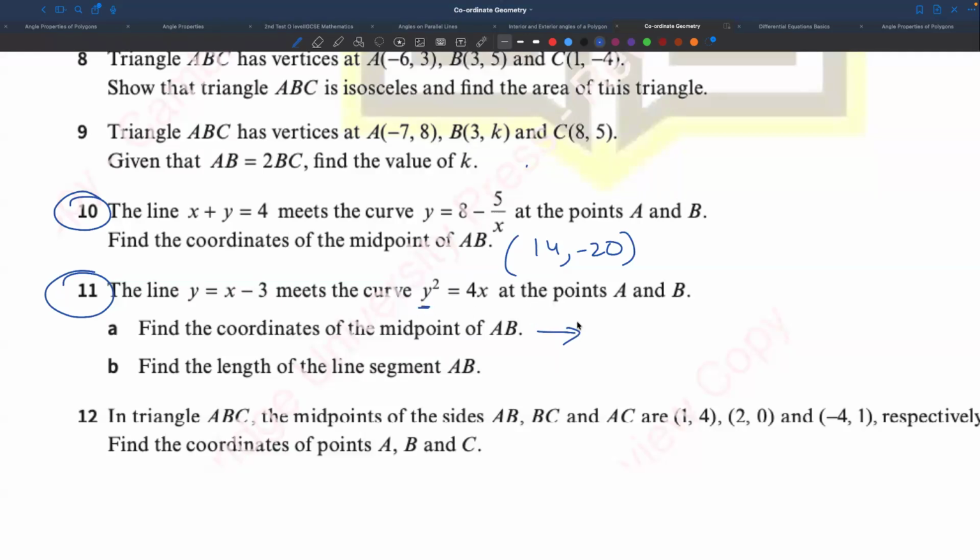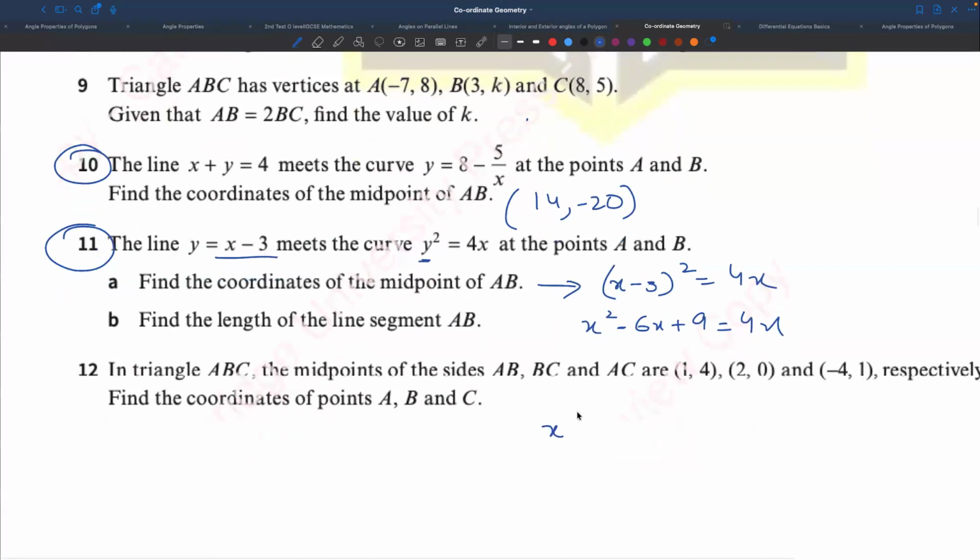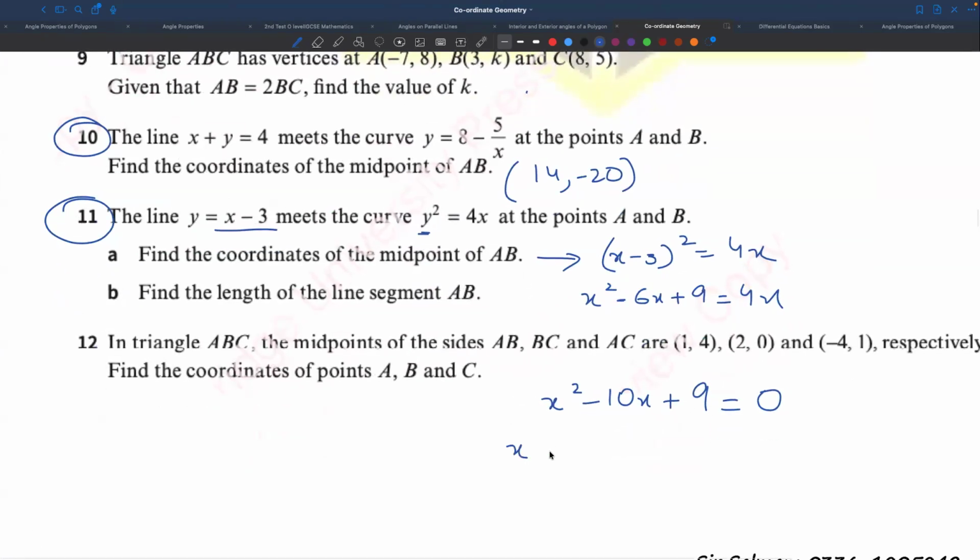So you will first write this as, in place of y, you can write x minus 3. You can write x minus 3 whole square is equals to 4x. Expand. X square minus 6x plus 9 is equals to 4x. Bring the 4x over here. Do middle term breaking. What will it become? X minus 9, x minus 1.